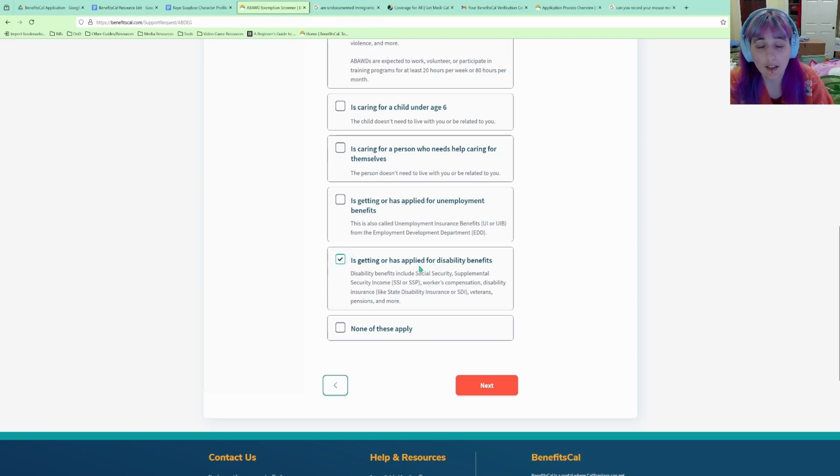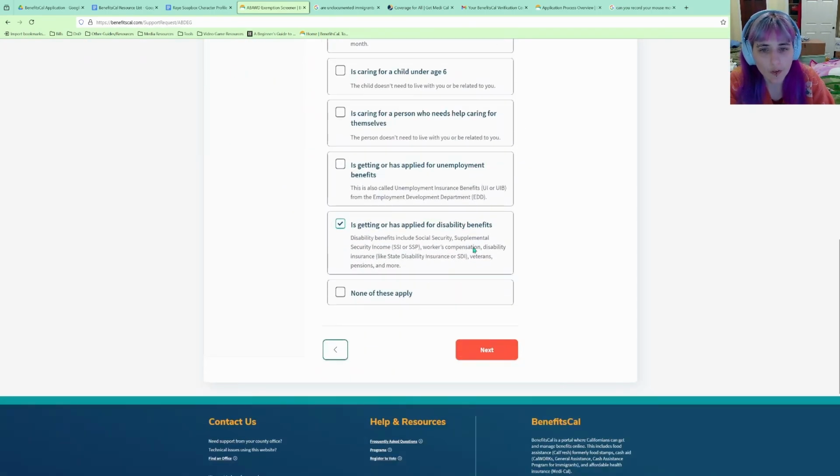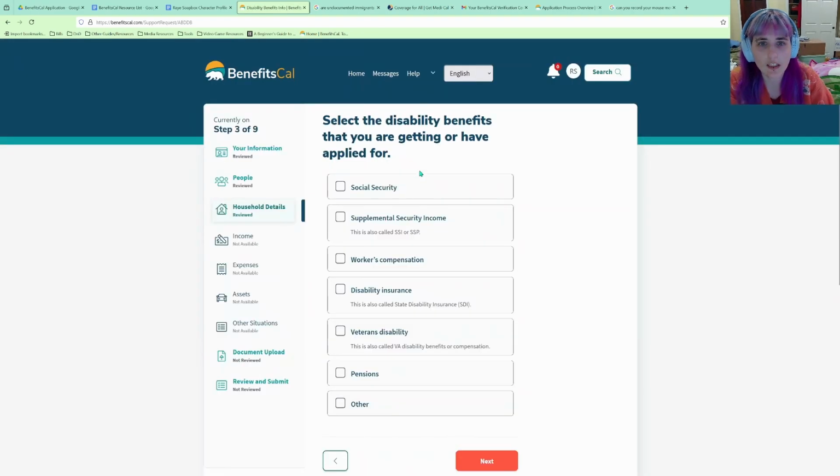In my real life example, I have SSI, so I also qualify for things like Medi-Cal and CalFresh. So I'm going to just put that here as well. Okay, select the disability benefits that you are getting or have applied for.